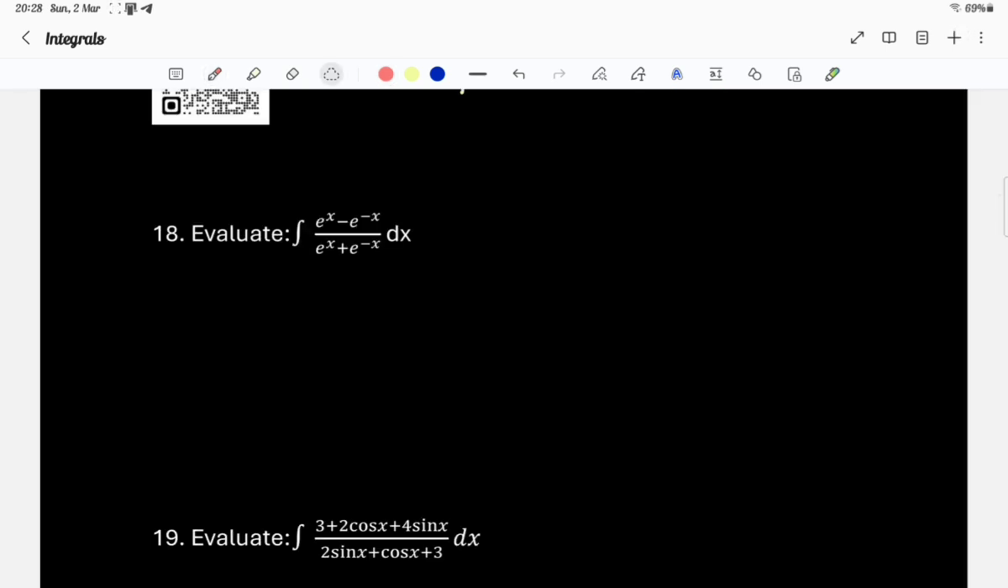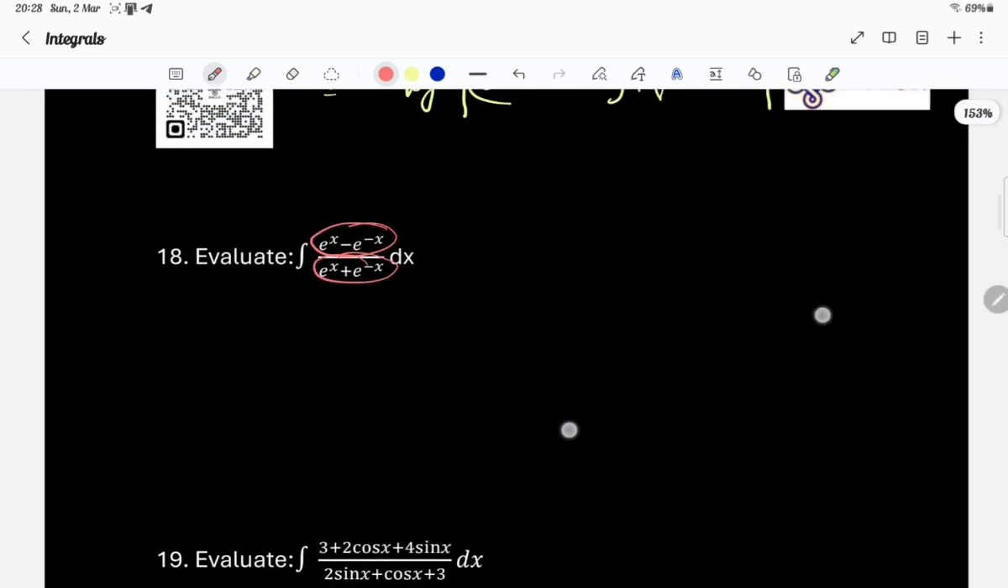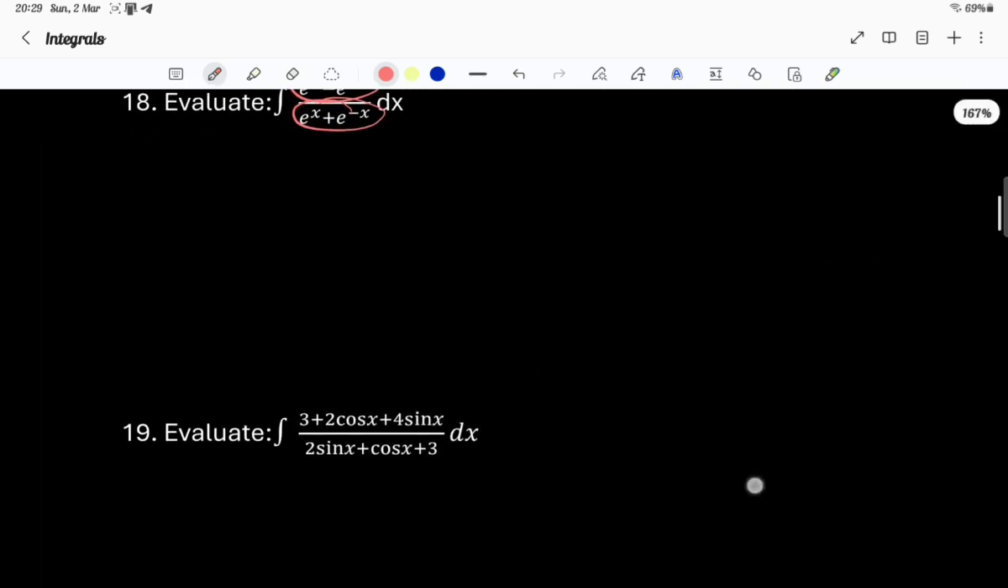Understood? Now evaluate the integration of e to the power x minus e to the power minus x. So this question is very easy because directly it is coming: the derivative of the denominator function is coming in the numerator. So you don't have to take tension on that. You can do it directly at home.